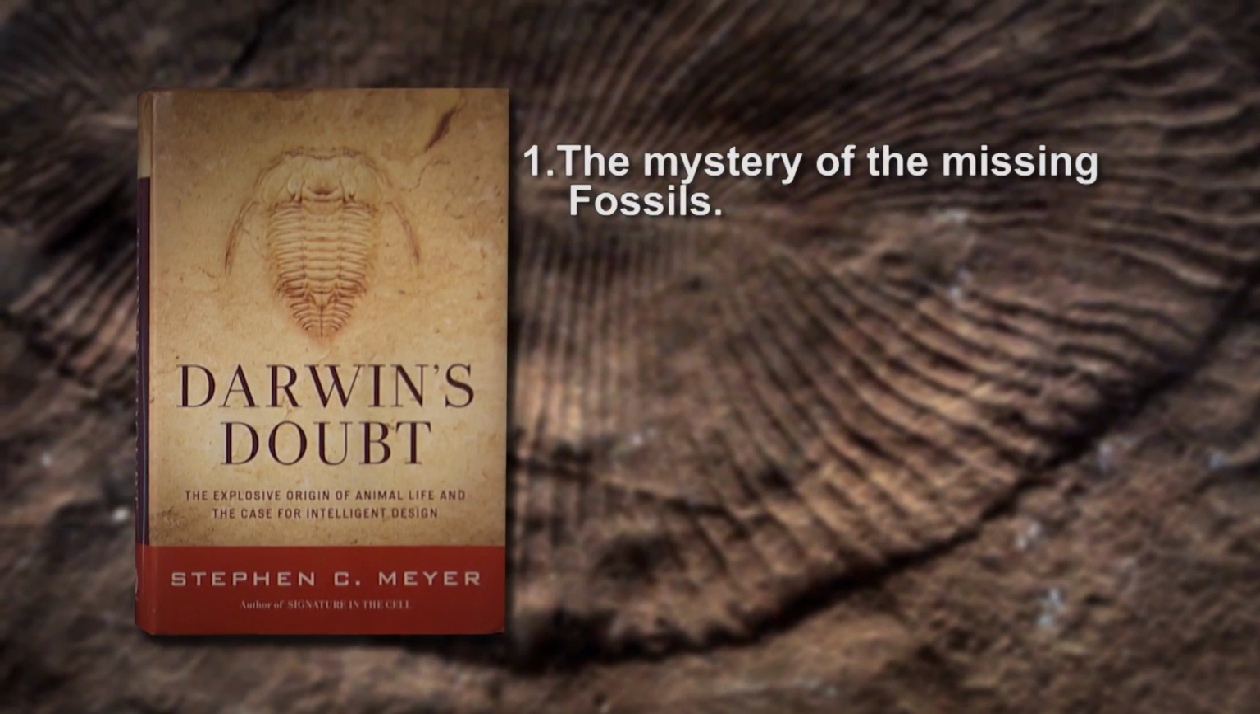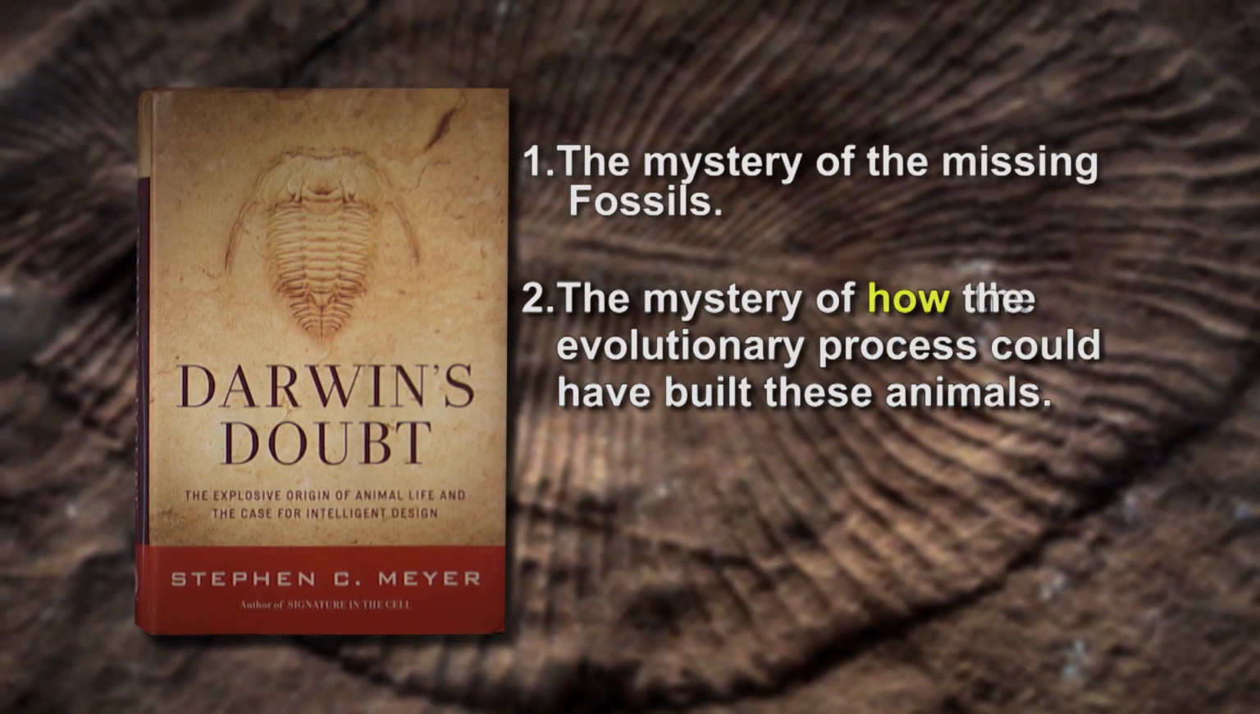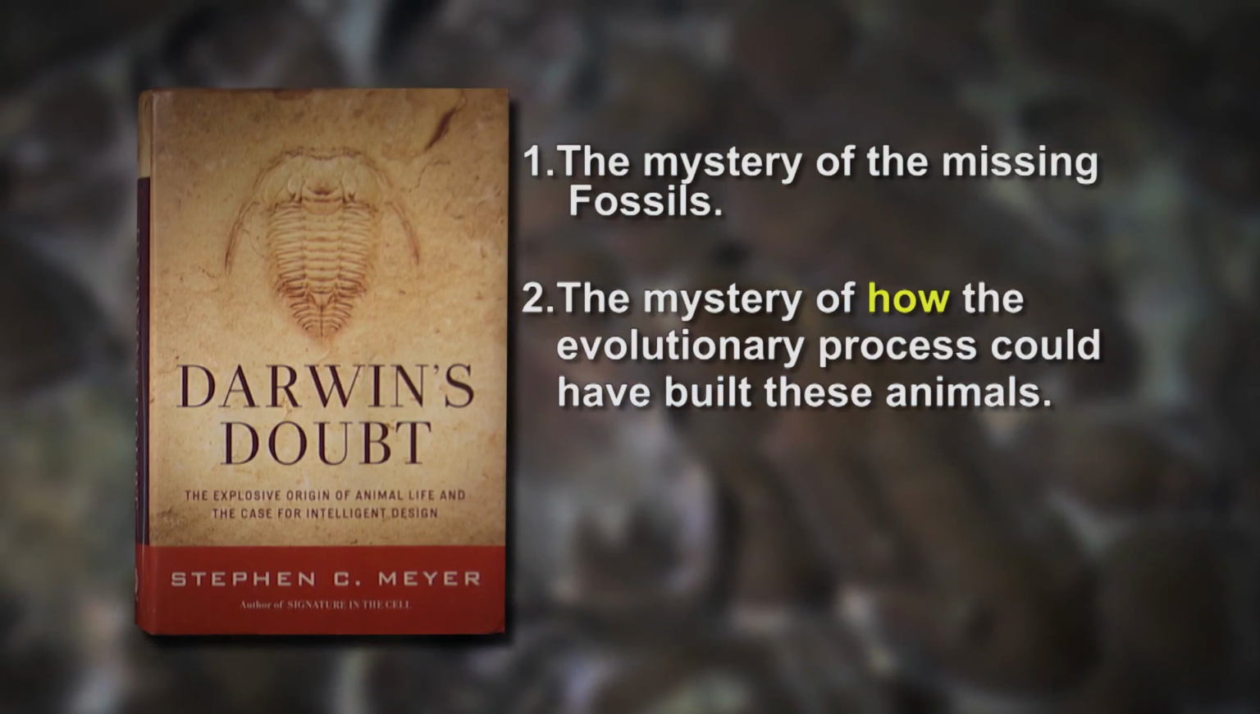But as you allude to, there's also a second and deeper mystery, and that is the mystery of how the evolutionary process could have built these animals. It's an engineering problem. As we've learned more about what it takes to build an animal, what's inside cells, and how animals develop, that mystery has become much more acute.